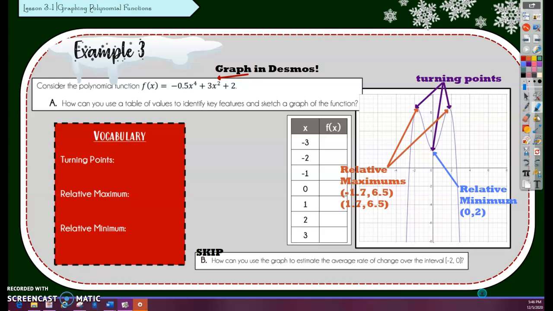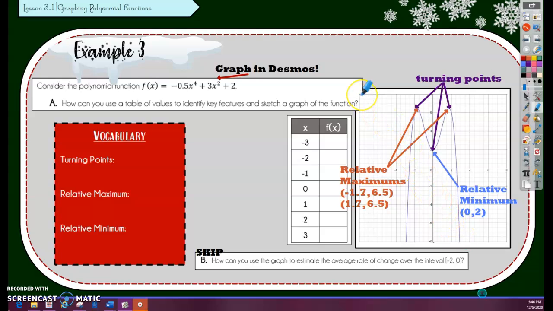For example 3 in section 3.1, we're going to look at a graph here that they gave us. We could remind ourselves from the first two examples how this is an even degree, so we know the ends are going to go in the same direction, but it's also a negative out front, and so we know it's going to finish, if you will, at the very right. As x goes to infinity, y is going to also go to negative infinity.